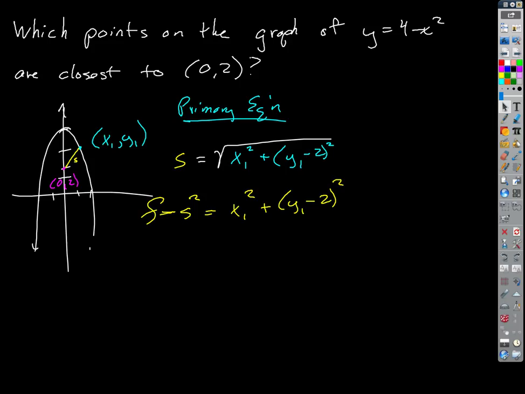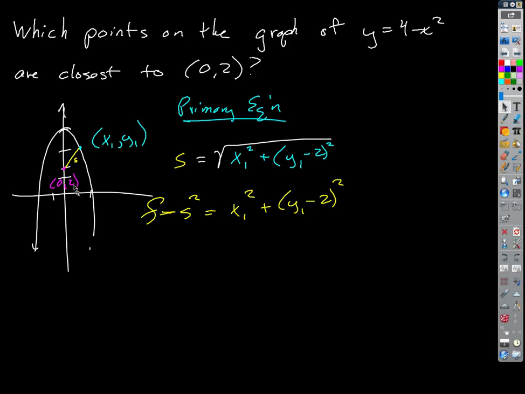So the problem we left off with yesterday is we wanted to find the points on the graph of this parabola that are closest to the point (0, 2), right? And so we started off by setting up our primary equation, which was distance, right? The distance of a point with coordinates (x1, y1) to the point (0, 2) would be the square root of the quantity (x1 minus 0) squared, so x1 squared, plus (y1 minus 2) squared.